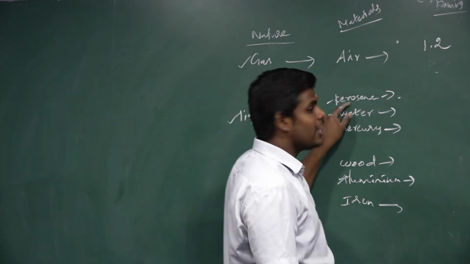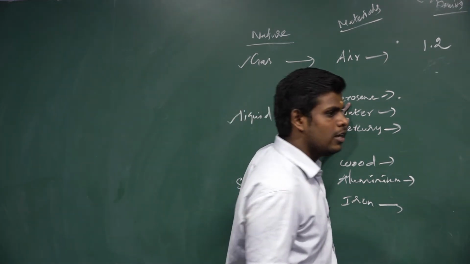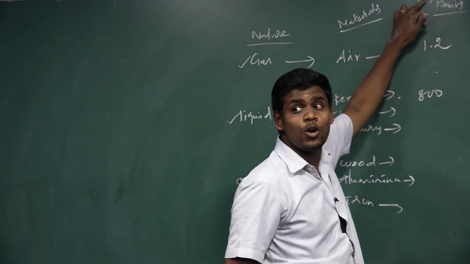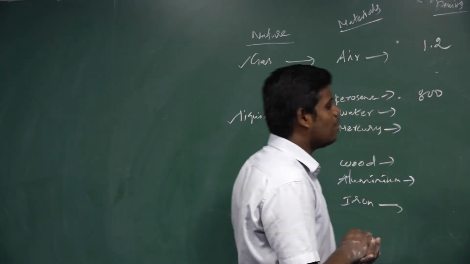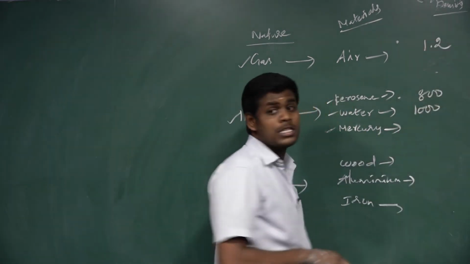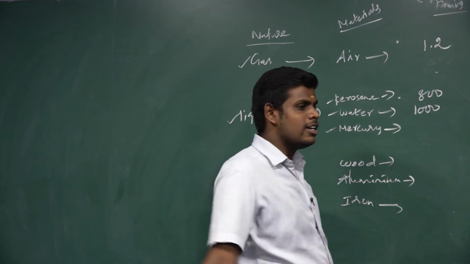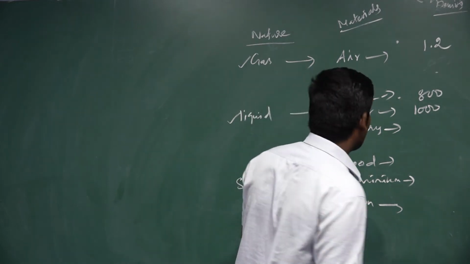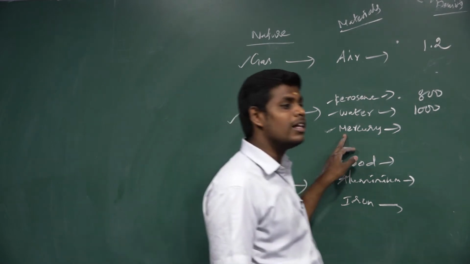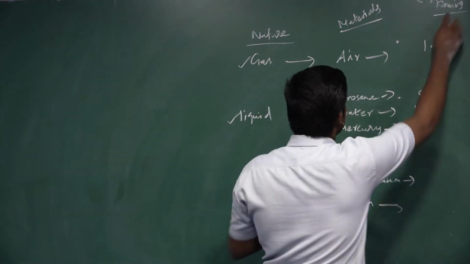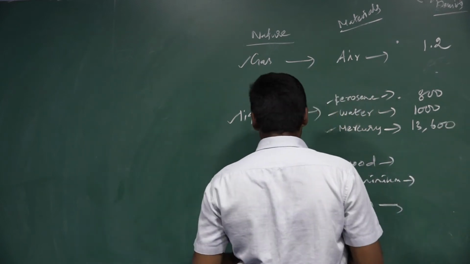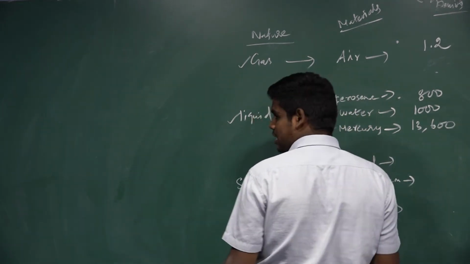What is the density of kerosene? Kerosene is 800 kilogram per meter cube. And next one is water. The density of water is 1000 kilogram per meter cube. And next we are taking mercury. Mercury, in Tamil, is Padarasam. The density of mercury is 13,600 kilogram per meter cube.